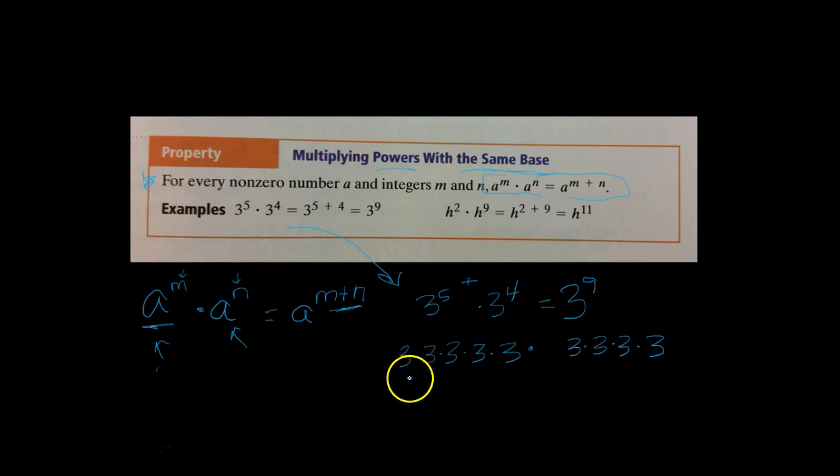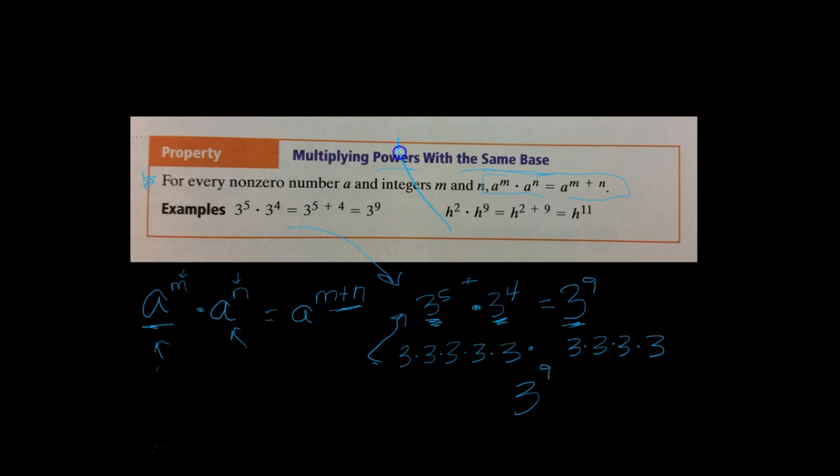So let's see if we're right. 3 times 3 times 3 times 3 times 3 times 3 times 3 times 3 times 3 really is 3 to the... How many of them do I have? 1, 2, 3, 4, 5, 6, 7, 8, 9. So it's really 3 to the 9th. Instead of having to write all this out, the shortcut we are learning today is that you can just add the exponents together and use the same base. However, it's super important to remember that this only works if the bases are the same, and that we are multiplying these two together.